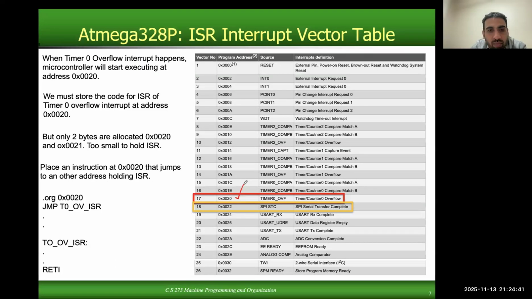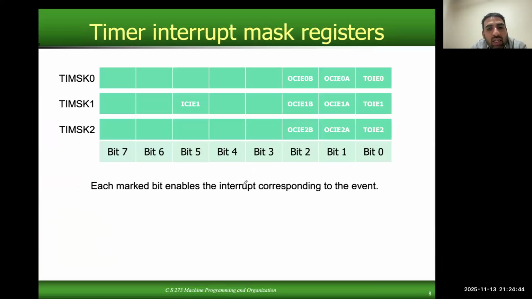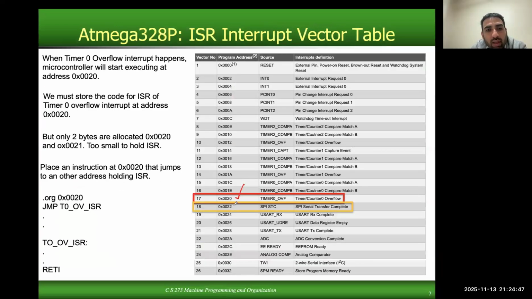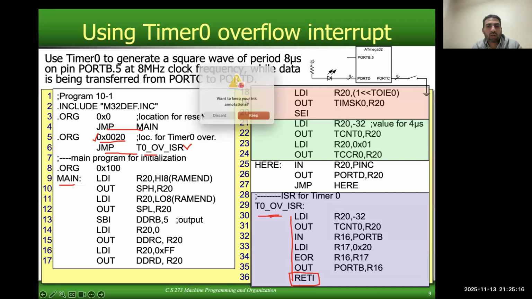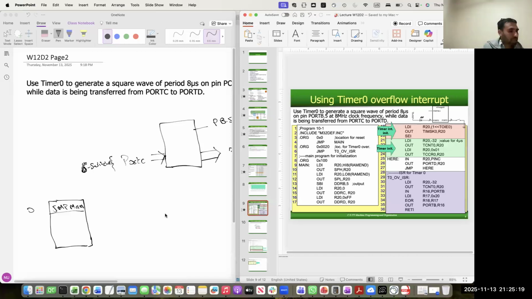This address, right? But again, as I said earlier, we have only 2 bytes, 20 and 21. So we cannot put the whole code of the ISR there. So we are saying, okay, jump to this label. And then we have defined the label here. And this is the code of the ISR. Note that the last instruction here is return interrupt. I will explain what this ISR is doing, but for the time being, let's try to understand the code in sequence.